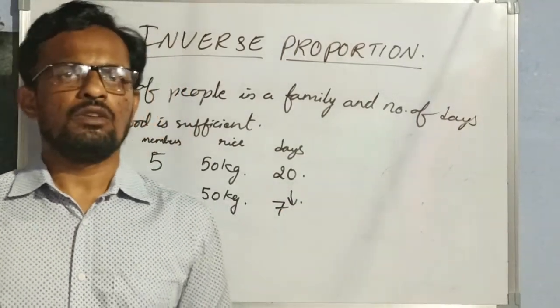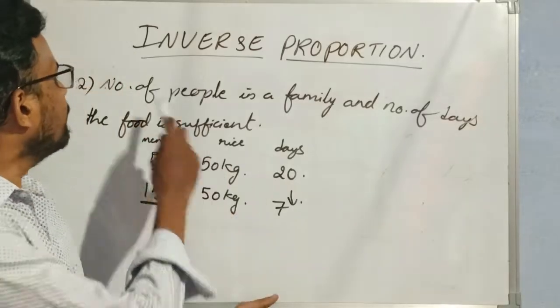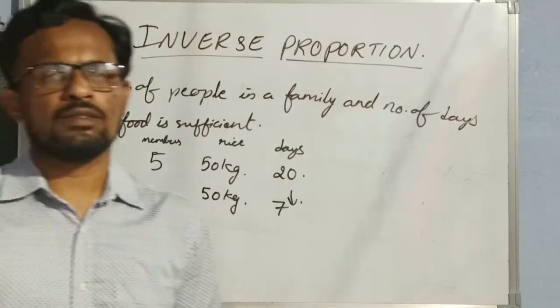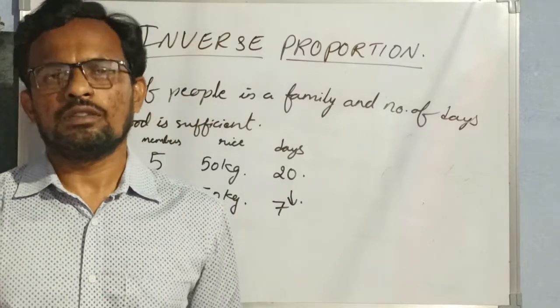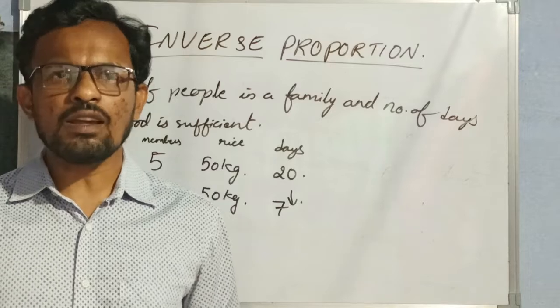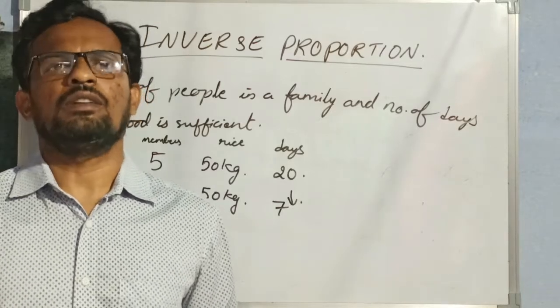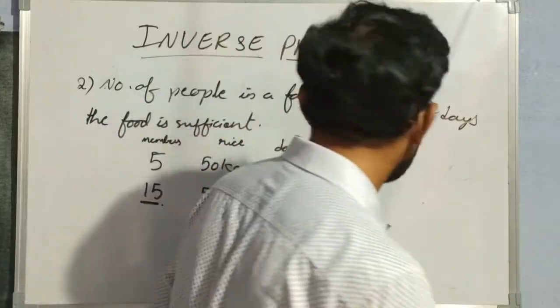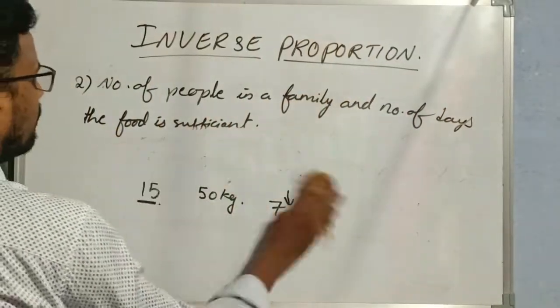Clear? So if the number of people in a family increases, then the number of days the food is sufficient for them will decrease. This is another criterion for inverse proportion. Okay, let us discuss this with example problems.